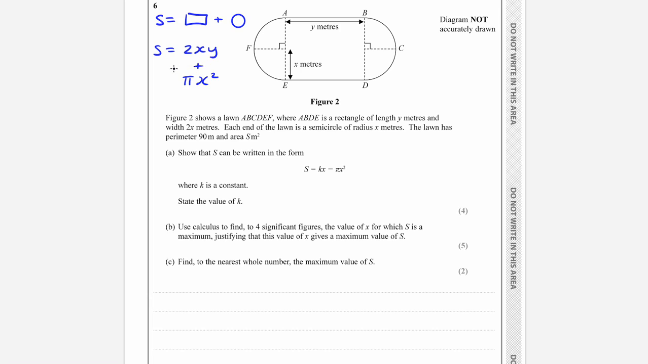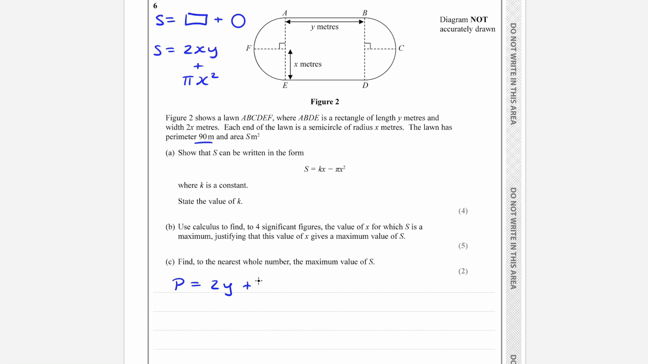Okay, so that's s. But he wants it in this form, and this form doesn't have a y in it, so we need to get y, and the way we will get it is using this 90 perimeter. Okay, so down here, the perimeter P is equal to y plus y, so the 2y, plus, it's actually the circumference of a circle, because we've got half the length of half a circle, and then another half of a circle, so it's a full circle.